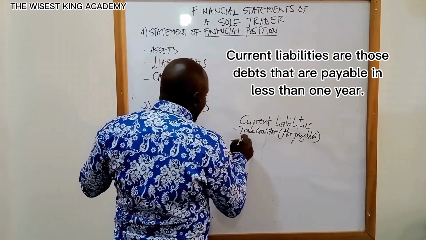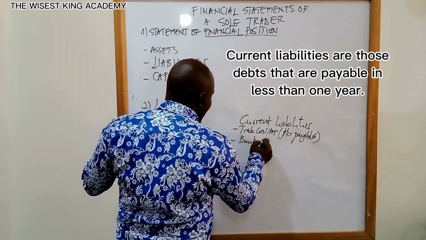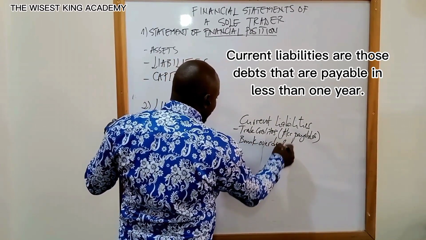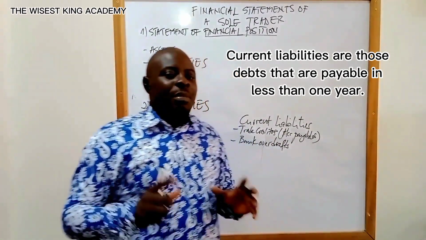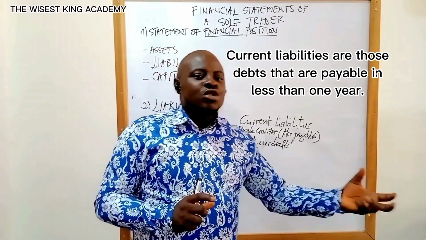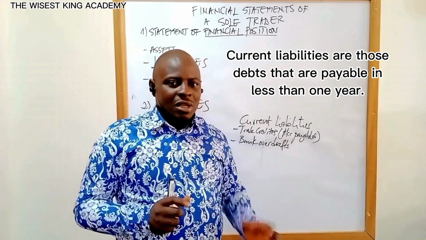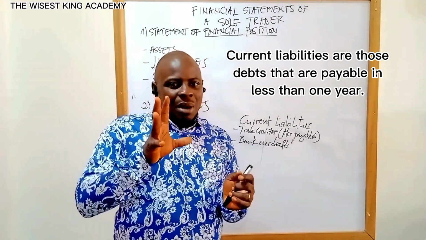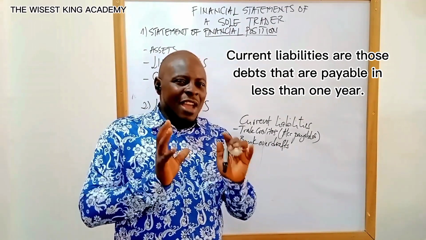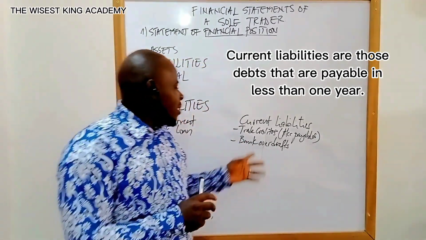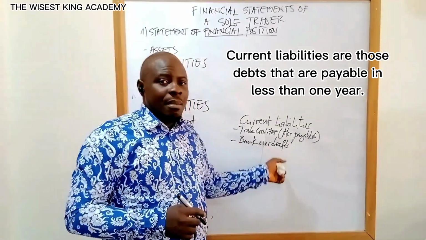Then we equally have bank overdraft. Bank overdraft is a situation where the business runs a current account and withdraws more than what it has in the account. The excess amount is a short-term loan, which is charged a very high rate of interest. So that is called bank overdraft. There are also short-term bank loans.